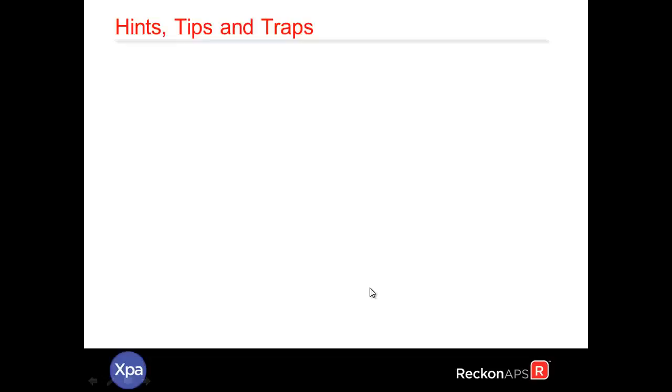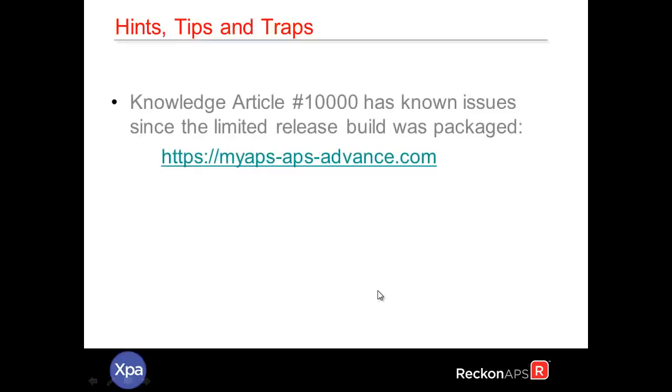So following, let's review hints, tips and traps. Knowledge article number 10000 has known issues since the limited release build was packaged. That can be accessed from the MyAPS portal. There is one issue in relation to the tag sets that is included with the install build that your IT team will have rolled out. If there are any further issues as we progress, then they will also be related back to this article. Please refer to this as your first point of call.